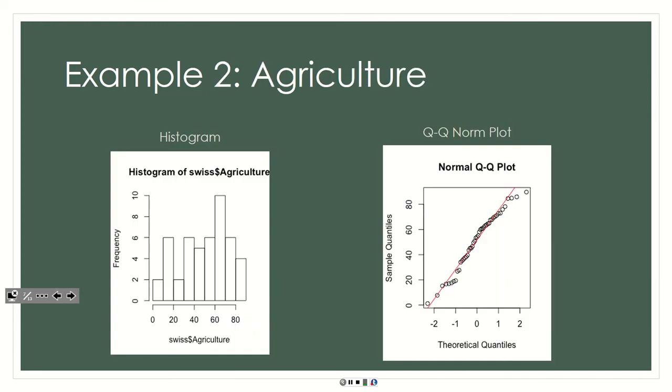So then I looked at this one because it didn't quite look bell-shaped, and so I wanted to see if there was a difference in what the test would indicate. You can see by the QQ norm plot that it's a little more wavy, indicating that it's maybe not quite normal. But it didn't look too bad.